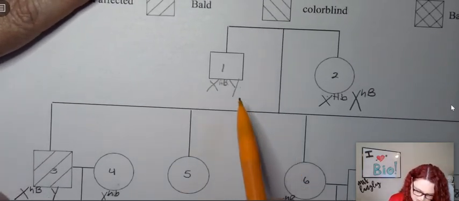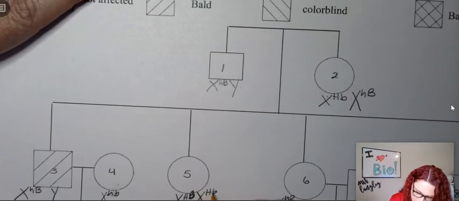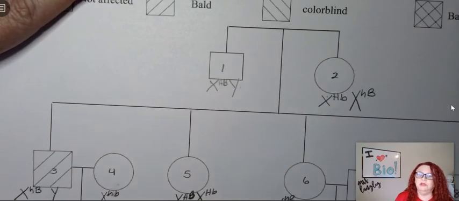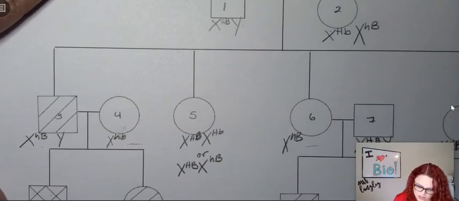So I know that this individual had to get that X from dad. And then it is neither colorblind nor does it have balding. So it could be this with a big H and a big B, or this one, because I don't know which one it got from mom. So it could be either one. So we write them both down.